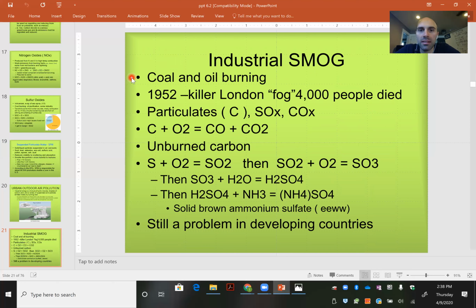We're talking about particulates of carbon, SOx, and carbon oxides. Carbon combining with diatomic oxygen to produce carbon monoxide and carbon dioxide. Unburned carbon, like the soot, the particulate matter, that's creating your sulfuric acid and your nitric acid. And this creates a brown ammonium sulfate. It stinks, it's nasty, it gets into your lungs, you breathe it. Ew. It's still a problem in developing countries, again, because of the lack of pollution control that is enforced.